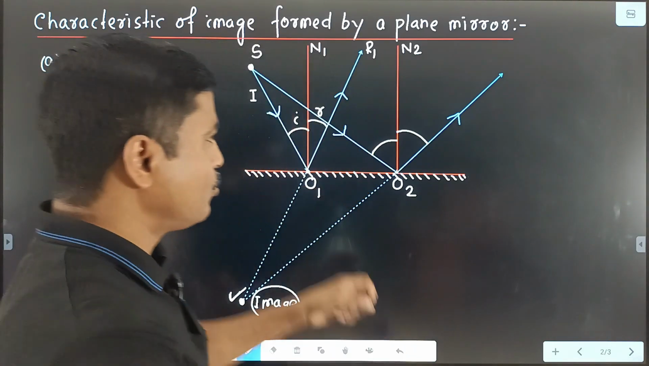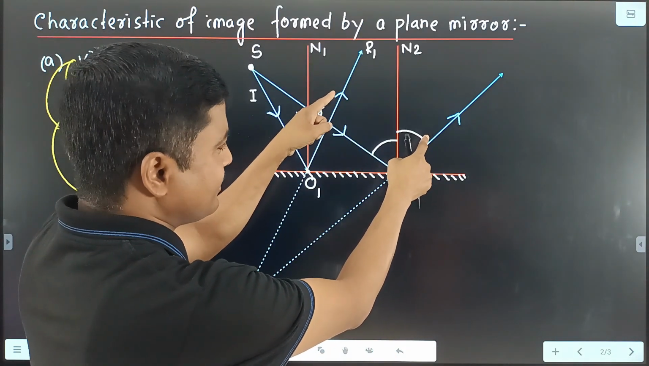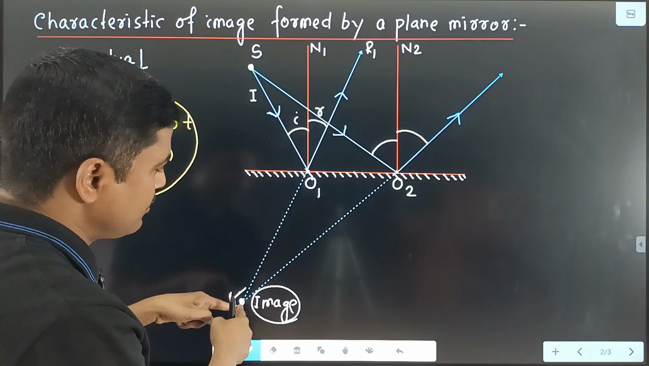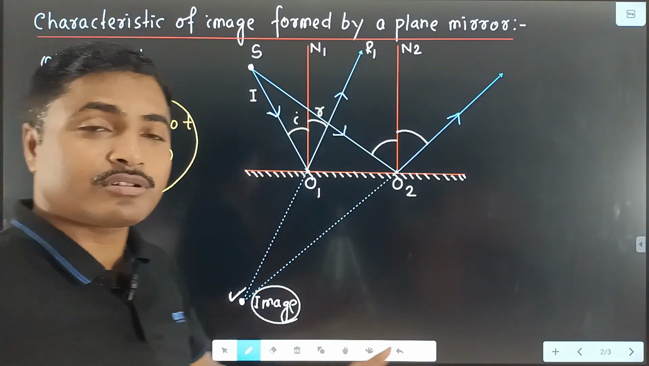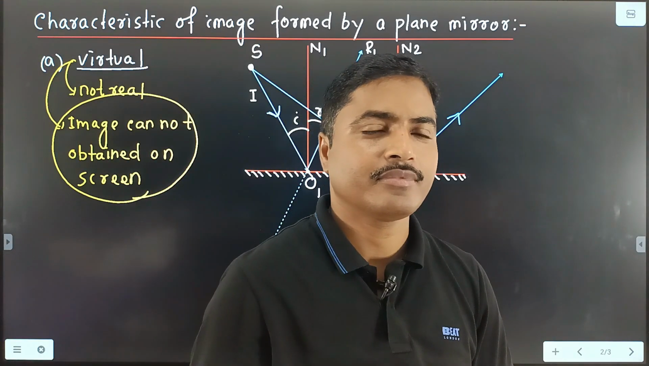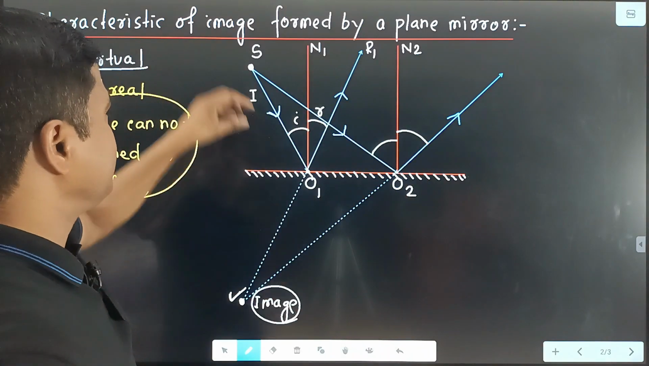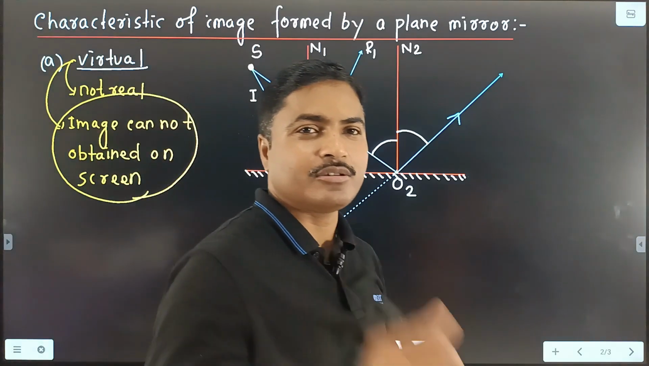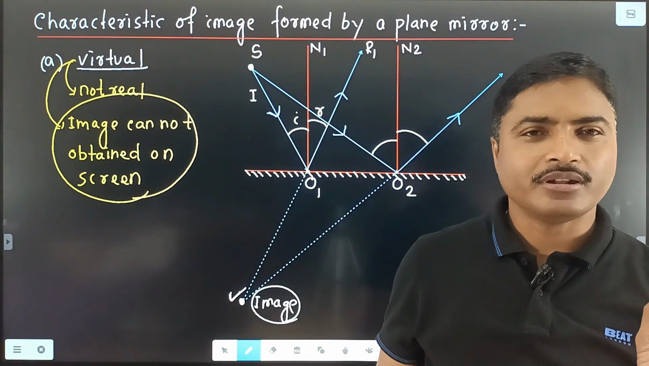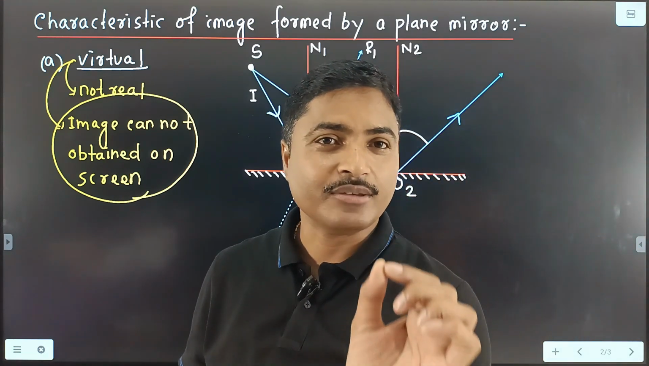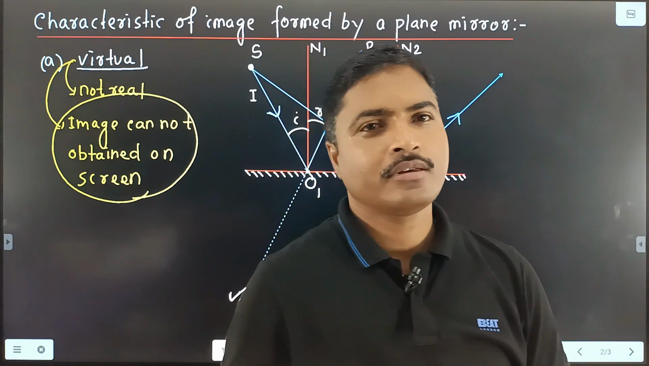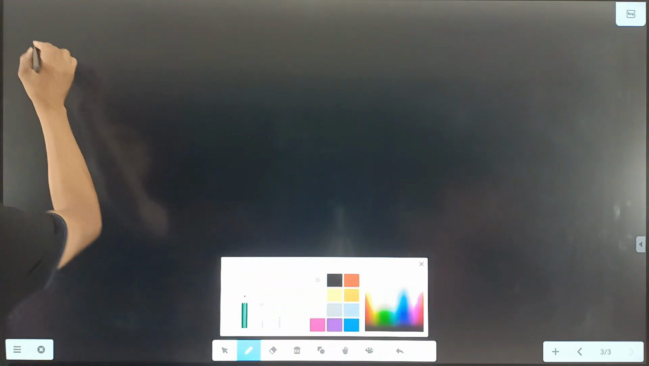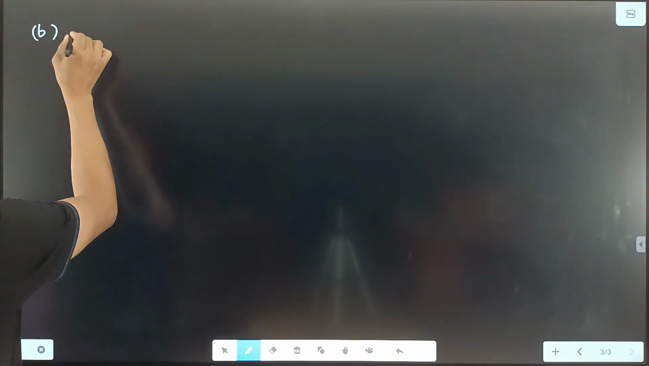And here, the reflected rays appear to meet at this point, so these two rays are not real. So that image is also not real. Image is virtual. That means simply we say that if the object is a real one, then the image is virtual. In case of a plane mirror, a virtual image is always formed if the object is real. Another characteristic, the second characteristic: image is always erect.